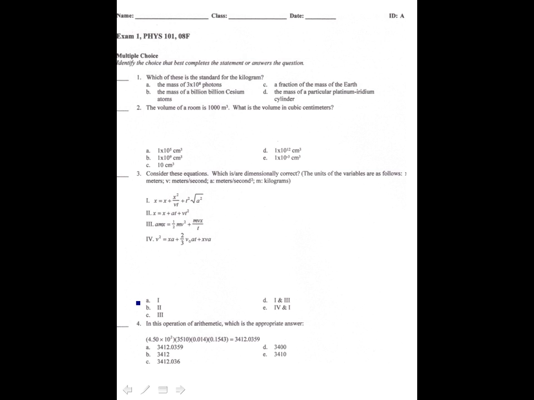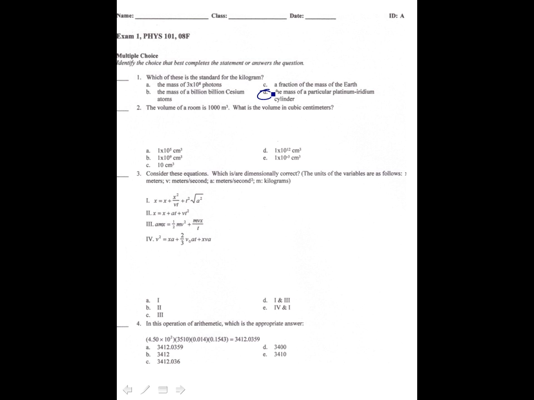Okay, this is exam 1 for physics 101 from fall 08. Number 1, which of these is the standard for the kilogram? Currently the standard for a kilogram is the mass of a particular cylinder in France.